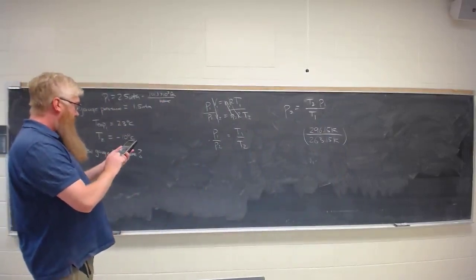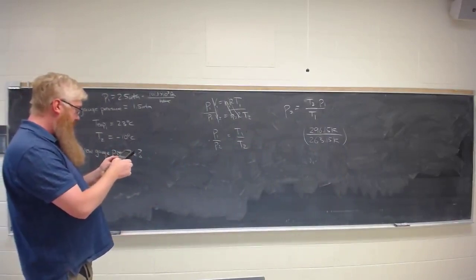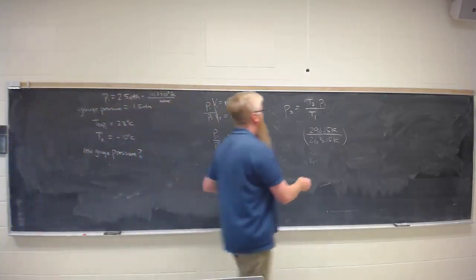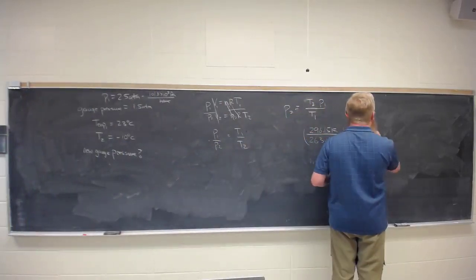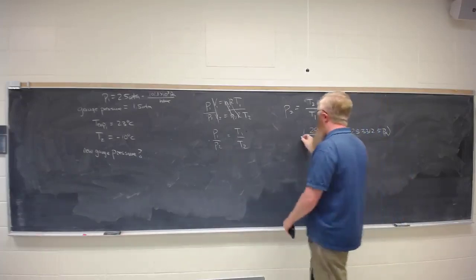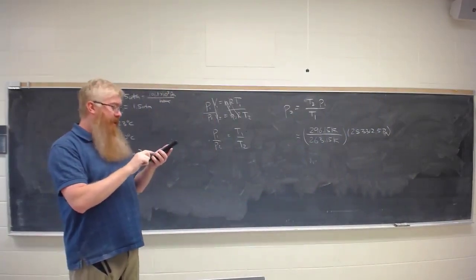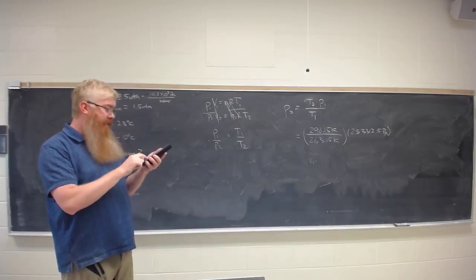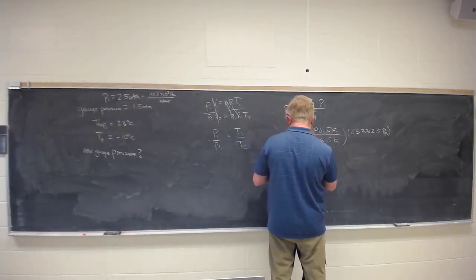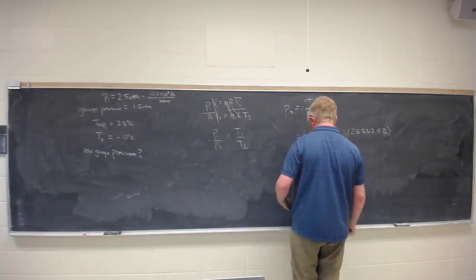So 101... actually, 2.5 atmospheres, my calculator will just convert it. 253312.5 pascals. So multiplying this by that ratio of temperatures, 296.15 divided by 263.15, I get the pressure is 285,079 pascals.